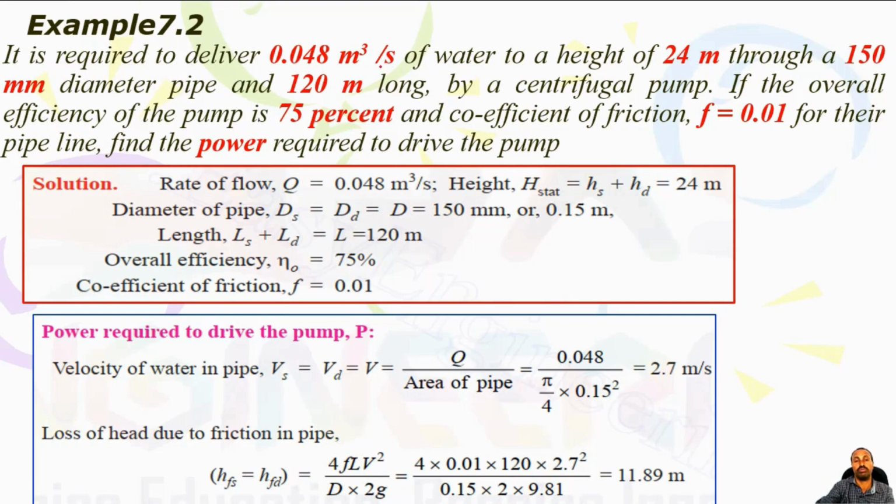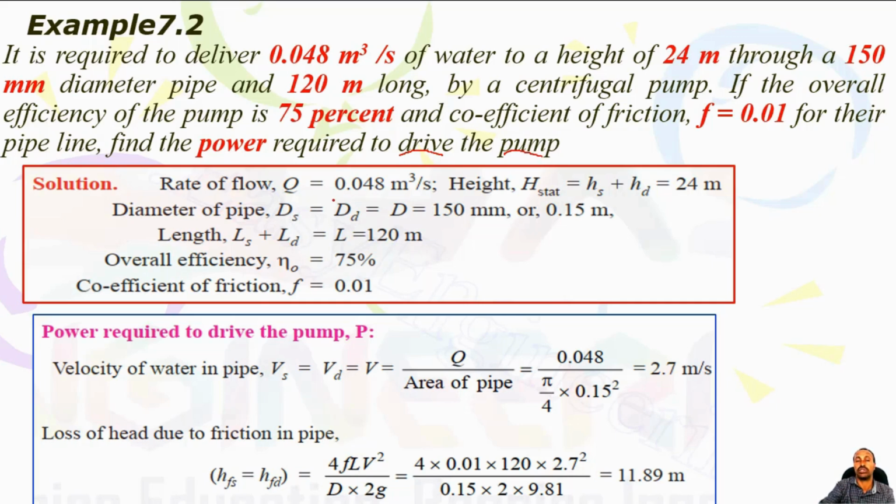0.048 meter cube per second of water to a height of 24 meter through a 150 millimeter diameter pipe and a 120 meter long by a centrifugal pump. So if the overall efficiency of the pump is 75% and the coefficient of friction 0.01 for the pipeline, find the power required to drive the pump. So this is also a power calculation.